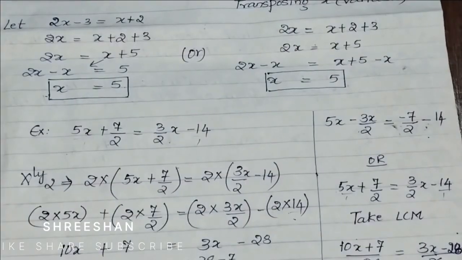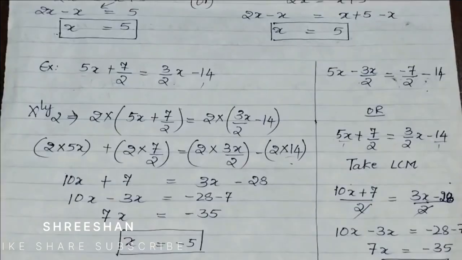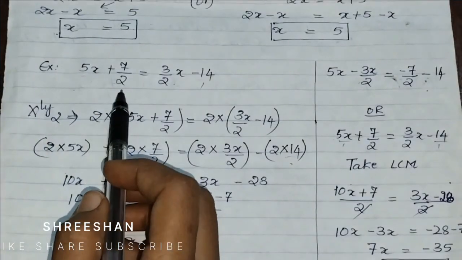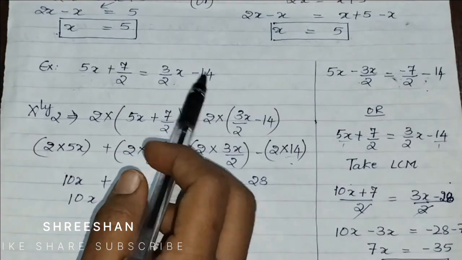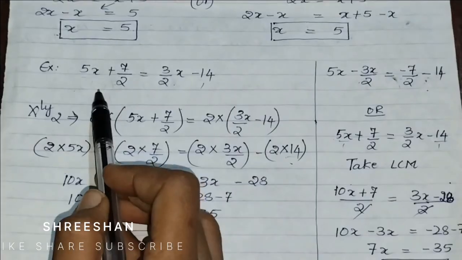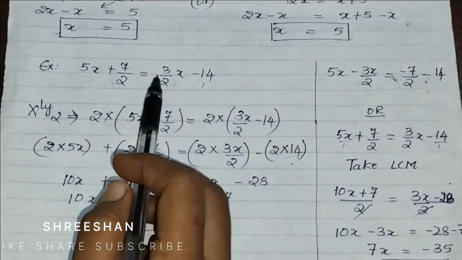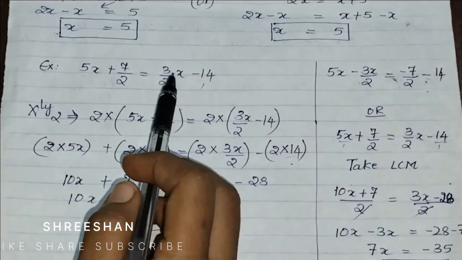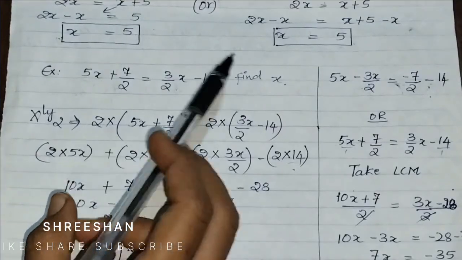Now let us consider an example of how we find the value of the variable by following this method. I'll show you in both types, so you can adopt the one which is easy for you. The example is 5x plus 7 by 2 is equal to 3 by 2x minus 14. Look at the left hand side: you have the expression 5x plus 7 by 2. On the other side, the RHS, you have 3 by 2x minus 14. Now instead of only a number, you have an expression here. So how are we going to find this x?